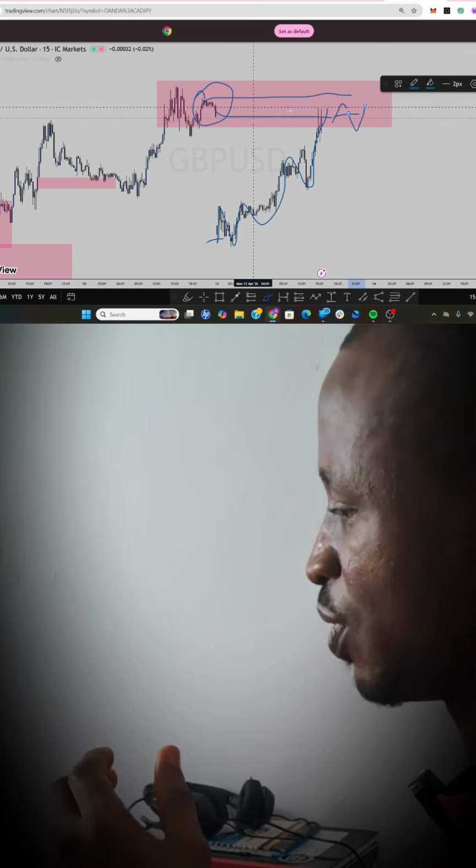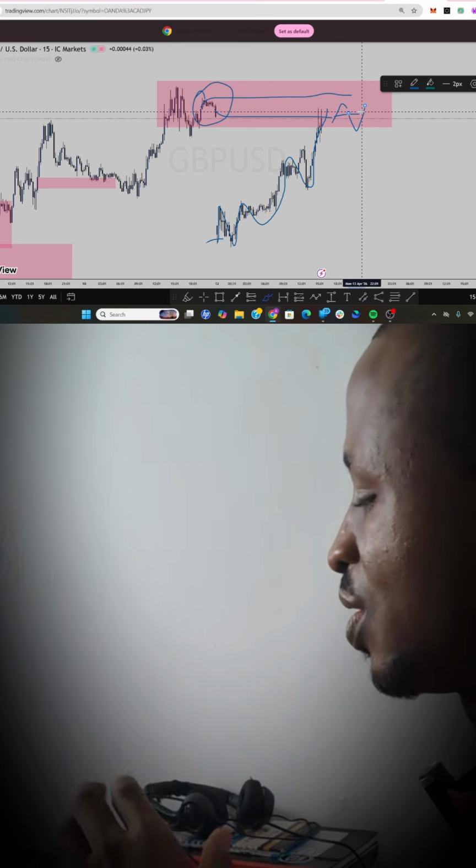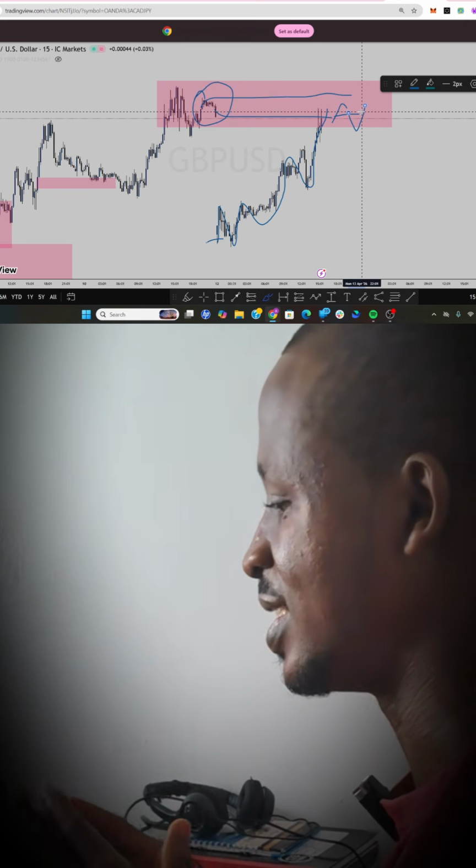You understand? It is from this level that you take your direction, but have it at the back of your mind that this thing works.